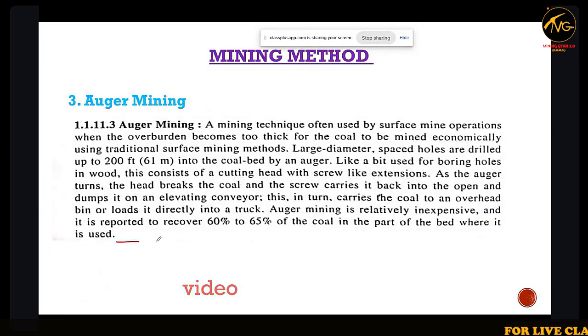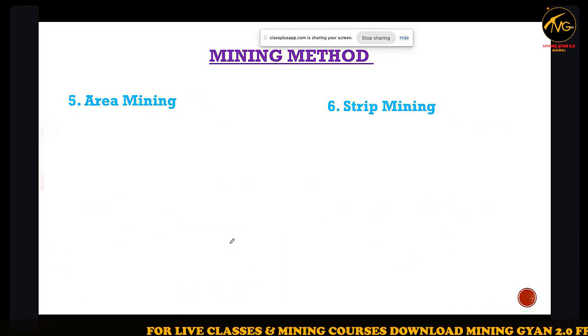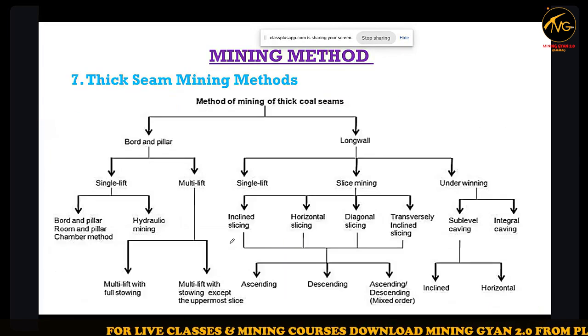Auger drilling we have discussed, the screw type auger. We drill the hole, the coal will come out and we will transport it. Contour mining in the hilly area: the coal seam outcrop, we will plane it and extract it. Area mining, strip mining, then we have seen the thick seam mining methods.